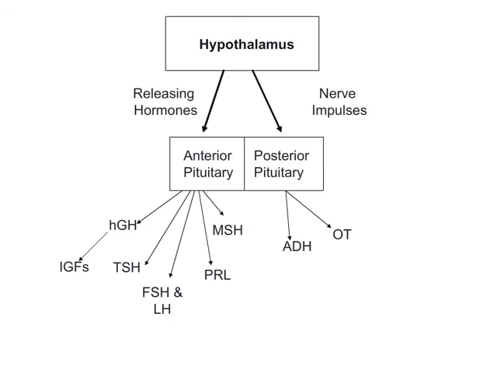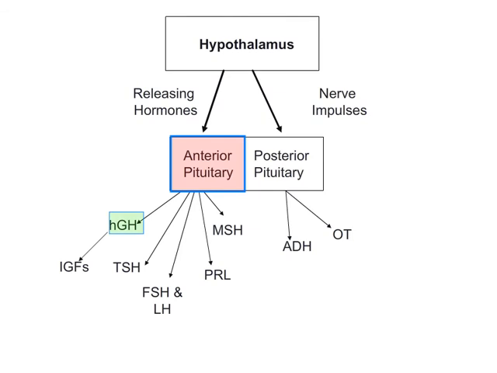The hypothalamus talks to the anterior pituitary using releasing hormones. For example, if we want to secrete growth hormone, the hypothalamus would secrete growth hormone releasing hormone to the anterior pituitary, and the anterior pituitary would secrete human growth hormone. There are 7 different hormones secreted by the anterior pituitary.